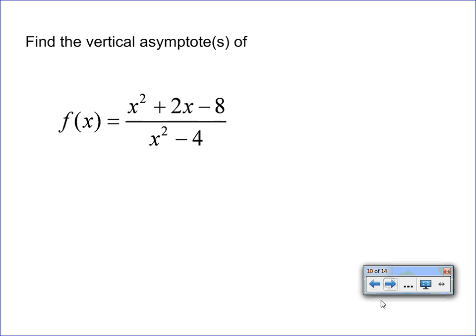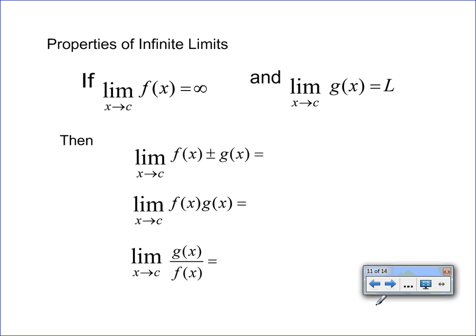Good enough? Good. So properties of infinite limits. I have two functions. One function, as x approaches c, its limit is infinity. The other function, as x approaches c, its limit is L, being some number. Okay, so what's the limit if I add the two functions together? Did anyone say infinity plus L? Hopefully not. Okay, so it's infinity.